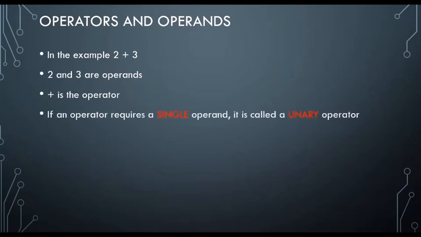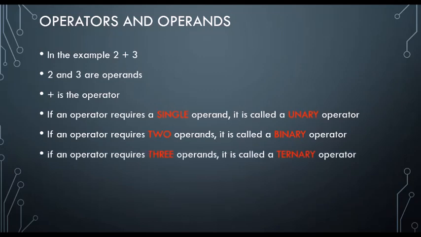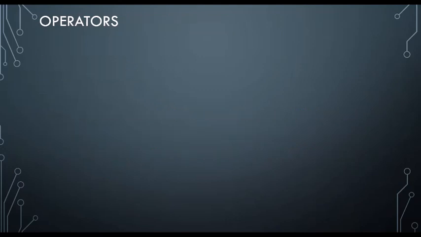If an operator requires a single operand, it is called a unary operator. For example, if I just write plus 3 or minus 3, that means I have not put a second operand, so we will call this a unary operator. If an operator requires two operands, like the example above, 2 plus 3, it is called a binary operator. And if it requires 3, it is called a ternary operator. Please remember, in Java, like many other languages, there is only a single ternary operator, that is the question mark colon. We will be doing it in a few seconds.